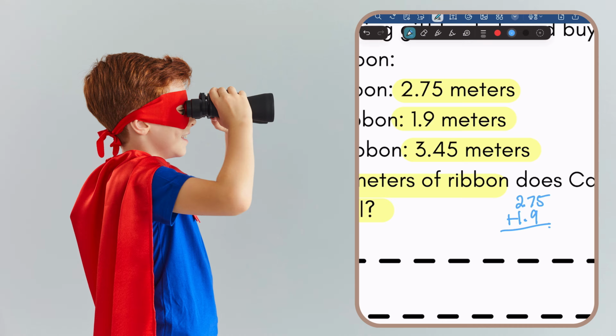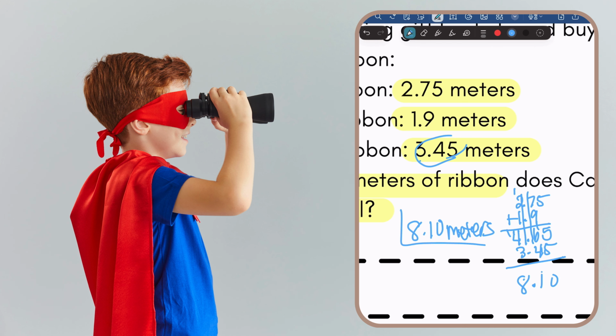Let's do that. So 5, 9 plus 7 is 16. Decimal point, remember when we add and subtract decimals, we line up the place value. 2 plus 1 is 4. Okay, and then now I'm going to add the 3.45. So 5 plus 5 is 10. 4 plus 6 is 11. And 3 plus 4 plus 1 is 8. So we would have 8 and 10, or 1/10 of a meter.